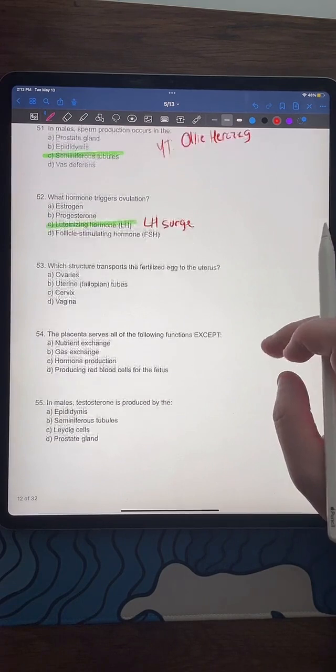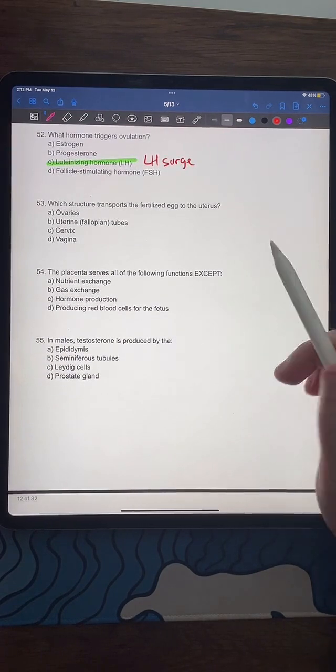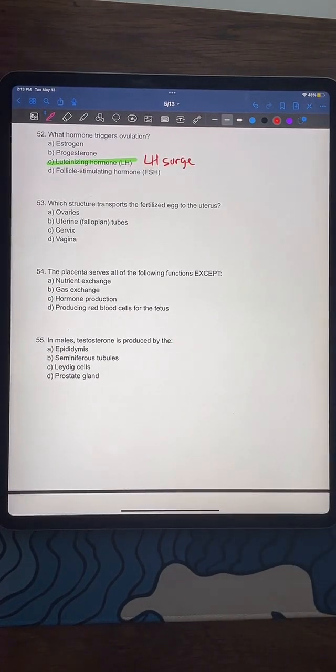53. What structure transports the fertilized egg to the uterus?